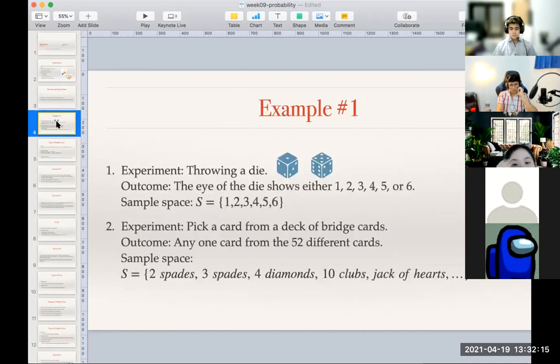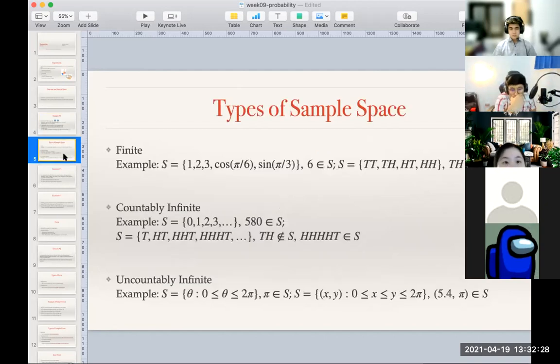Okay, so far, are there any questions about random experiment, outcomes, and sample space? No? Okay, it's very easy, right? Then the sample space itself has 3 types. The first one is finite. What does it mean? Finite means that it is limited. It has a limit in the number, and also you are able to count the values.